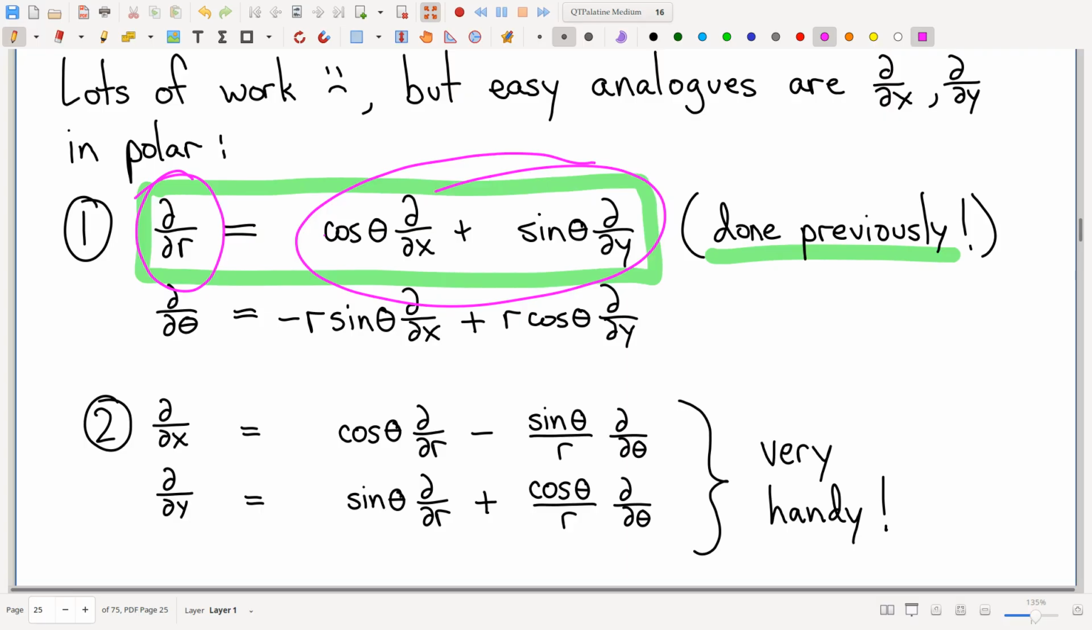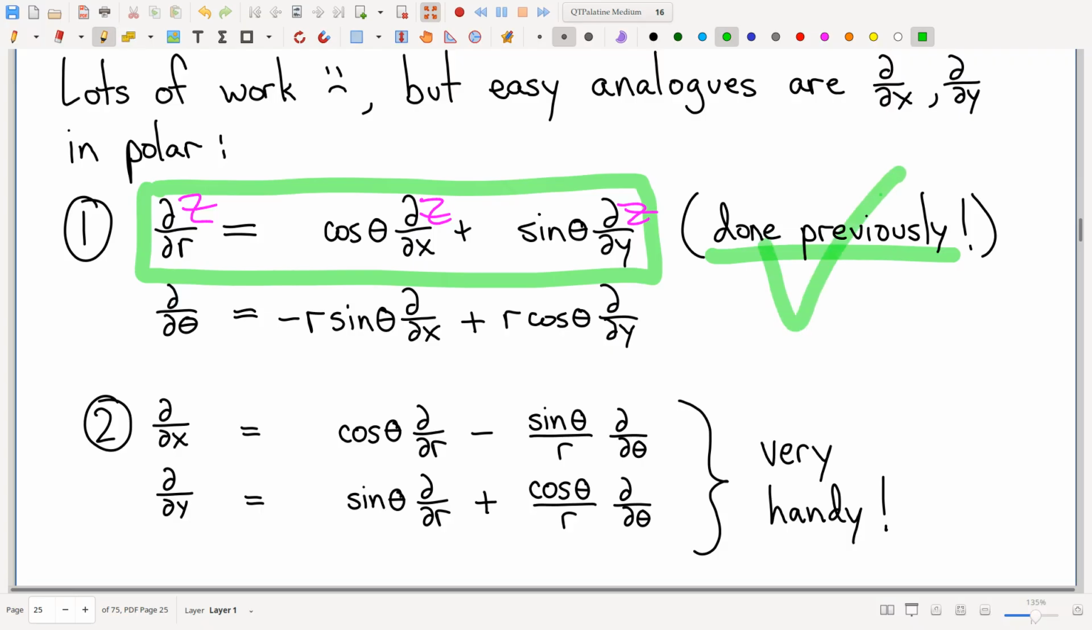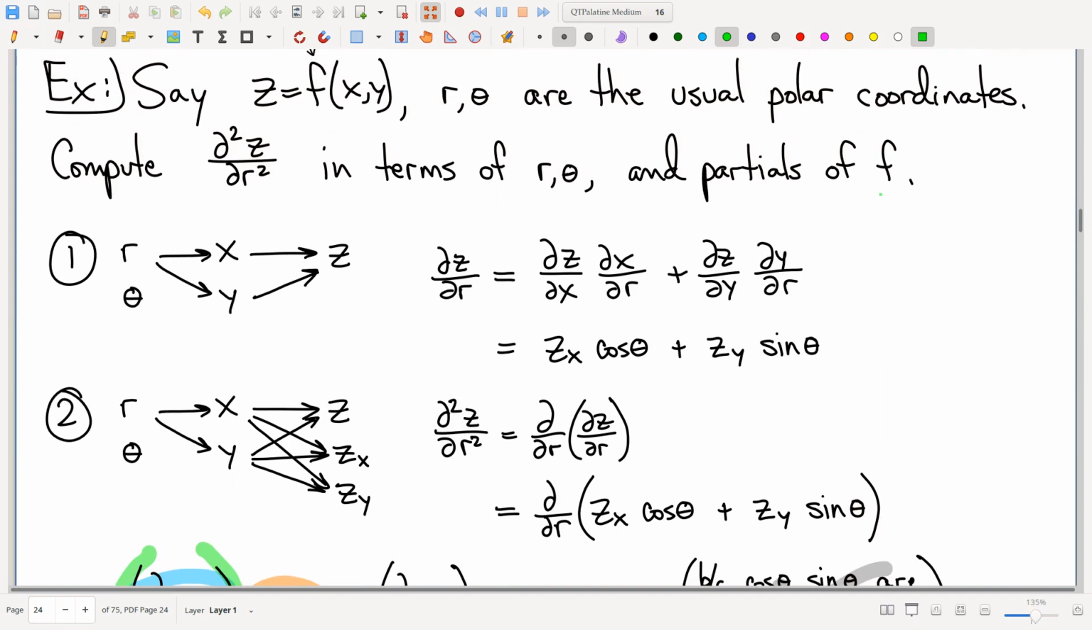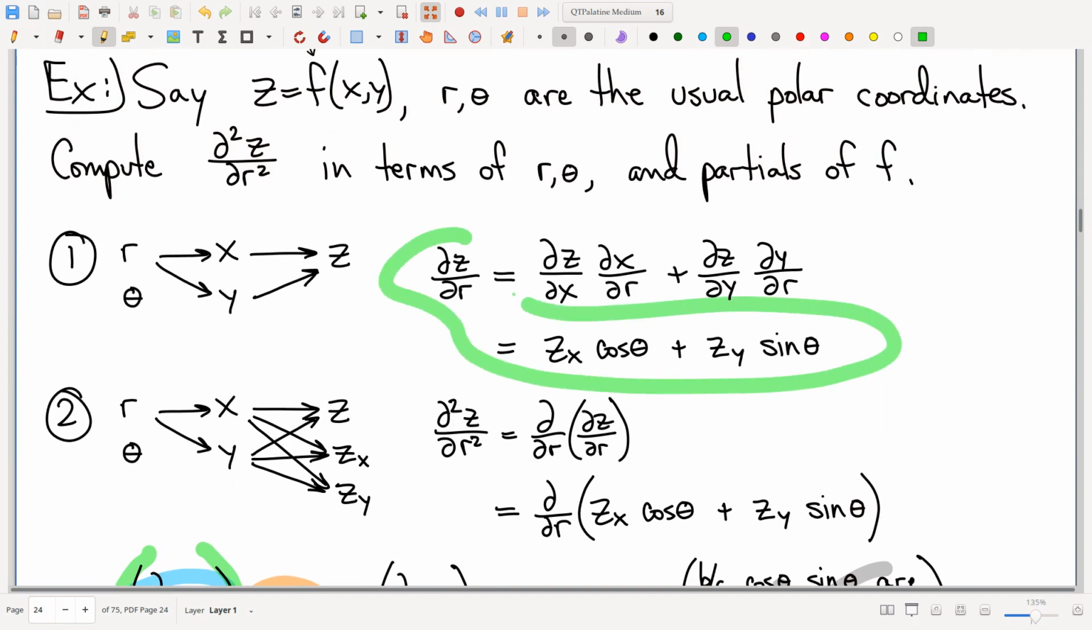So in particular, what this really means is partial of whatever function z, let's say, with respect to r is, and just apply these operators equivalently. And this is literally what we have on the previous page. The r partial of z was trig times x partial, trig times y partial. Literally the very first thing we wrote down in that computation. So we've already done that.